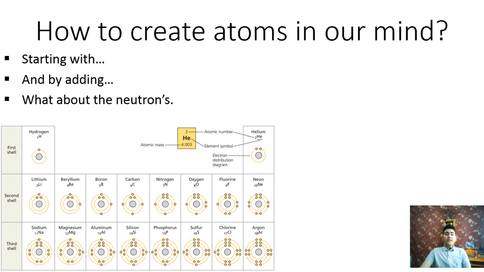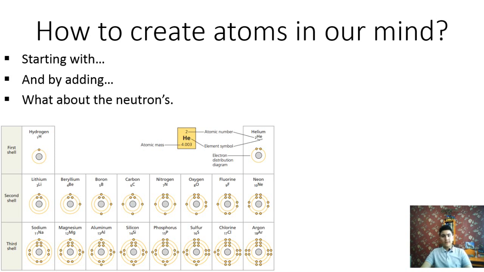So for example, neon, which is the last element in the second row, has 8 electrons in the second electron shell, and it has 2 electrons inside the first shell. When you add these numbers, neon has 10 electrons in total.